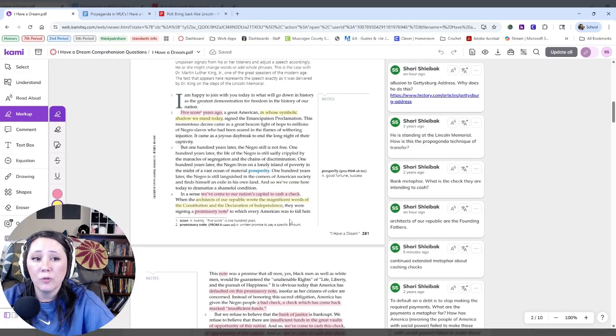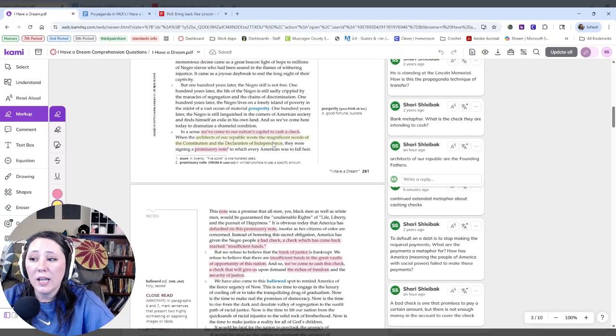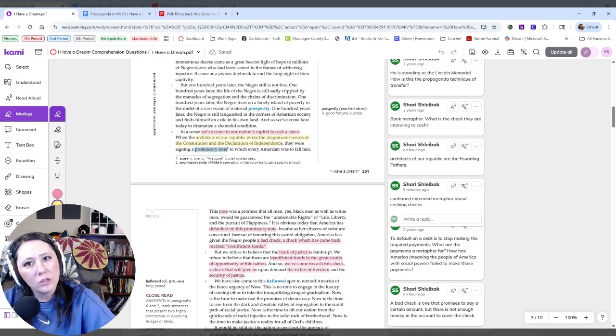Also noticed a little further down, he mentions the architects of our republic who wrote the Constitution and Declaration of Independence. He calls them their magnificent words. All these are allusions.